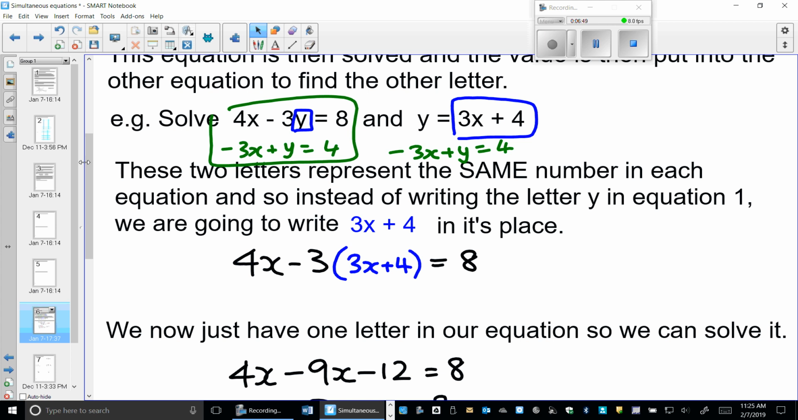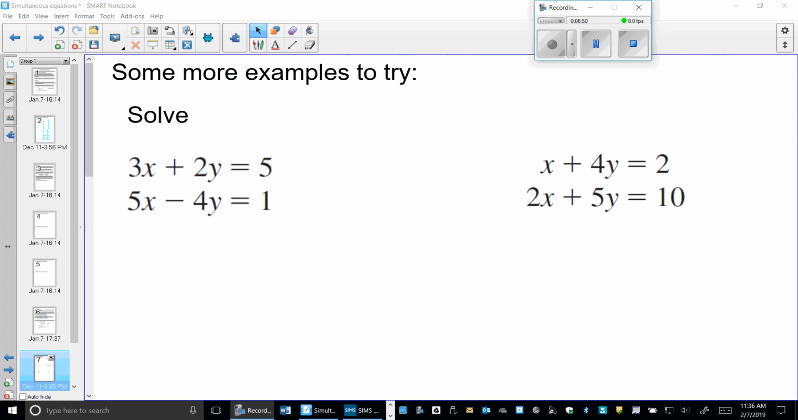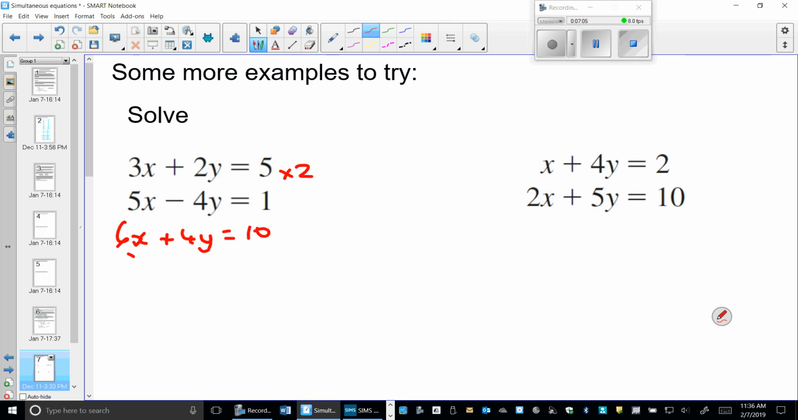Oh, hang on. So let me... I'll go through this super quickly. If you haven't quite finished, try not to listen to me, and then you can double check your answers in a second. Right, I would multiply this one by 2, so I have 6x plus 4y equals 10.